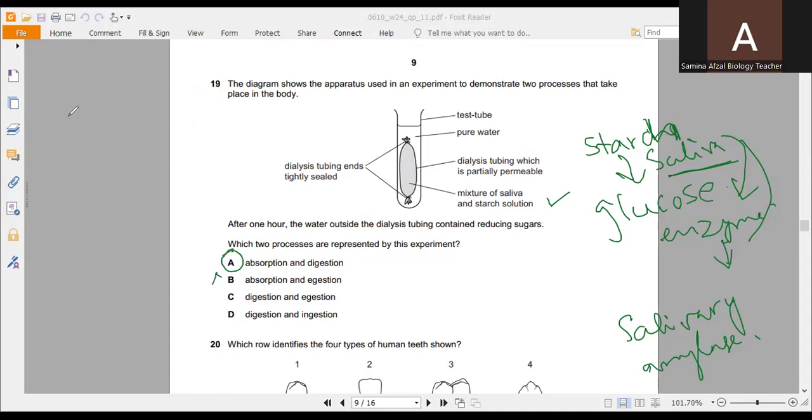Absorption and egestion. Egestion is the removal of undigested material out of the body. Digestion and ingestion, again, ingestion is not correct. Ingestion is taking in of nutrients. So B, C, D are not correct options. Only A is the correct option.